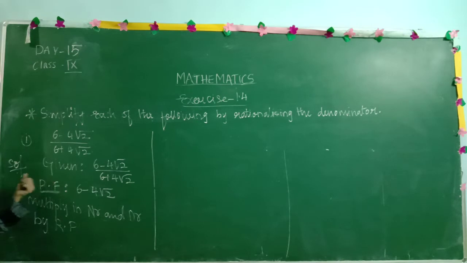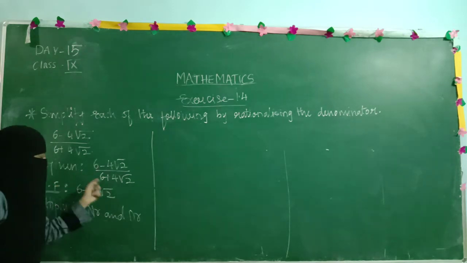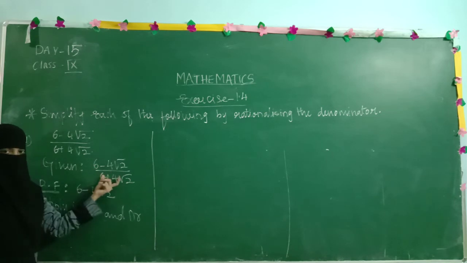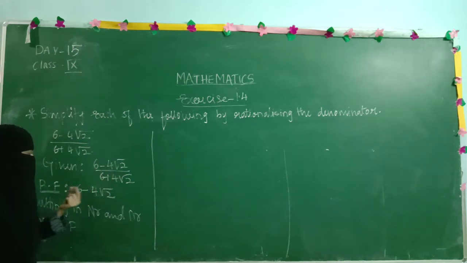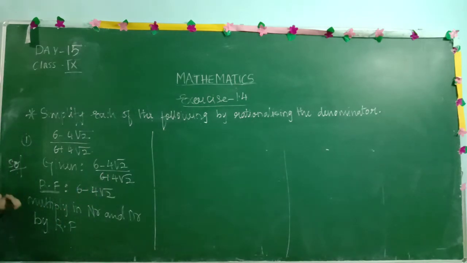Then after that we need to take the rationalizing factor. Rationalizing factor is nothing but the denominator term, with the sign changed. The same term, we just change the sign, plus to minus, minus to plus, vice versa. Then the second most important thing is we need to multiply the numerator and denominator by the rationalizing factor.